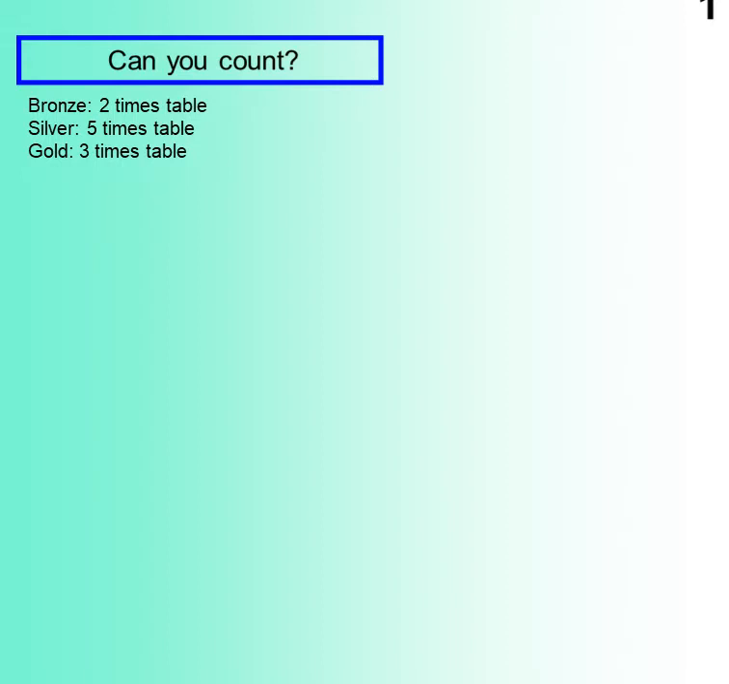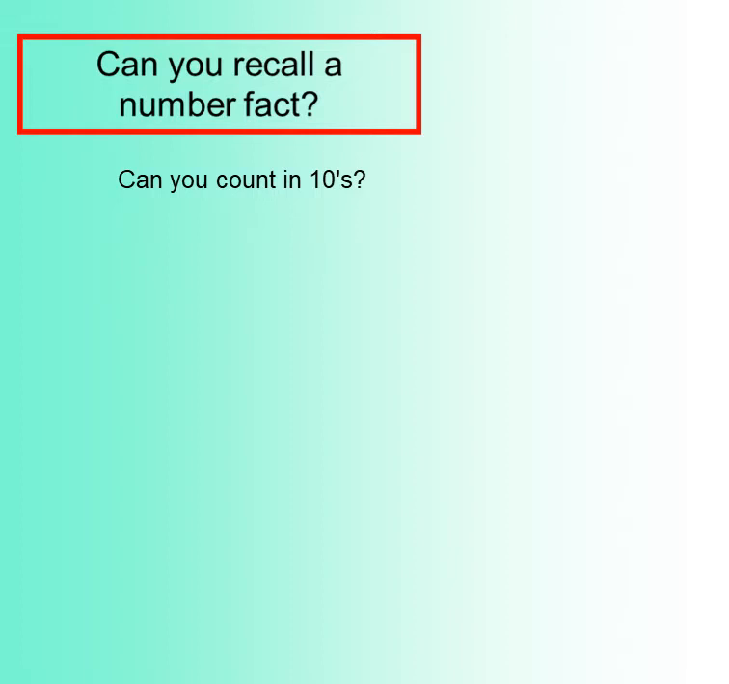So first of all, have a go at writing out your 2 times table, your 5 times table and your 3 times table. Give yourself about 5 minutes to do this. You can pause the video and then press play after about 5 minutes. So first of all, can you count in tens? You can either do this by writing it down on your whiteboard or you can say it out loud.